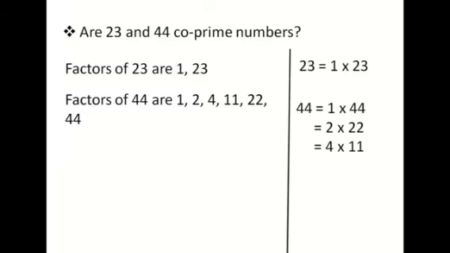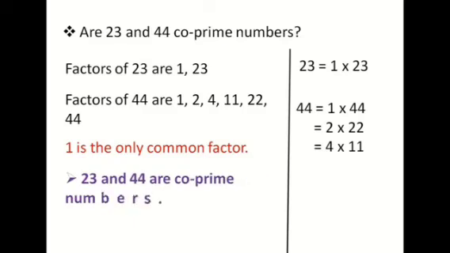So you got the factors of 23, you got the factors of 44. Now find out the common factors. What are those here? Here it is 1 and 23, here it is 1, 2, 4, 11, 22 and 44. The common factors are only 1. Okay, so if 1 is the only common factor, then only they are co-prime numbers. So we can write that 1 is the only common factor. So the final answer, 23 and 44 are co-prime numbers.